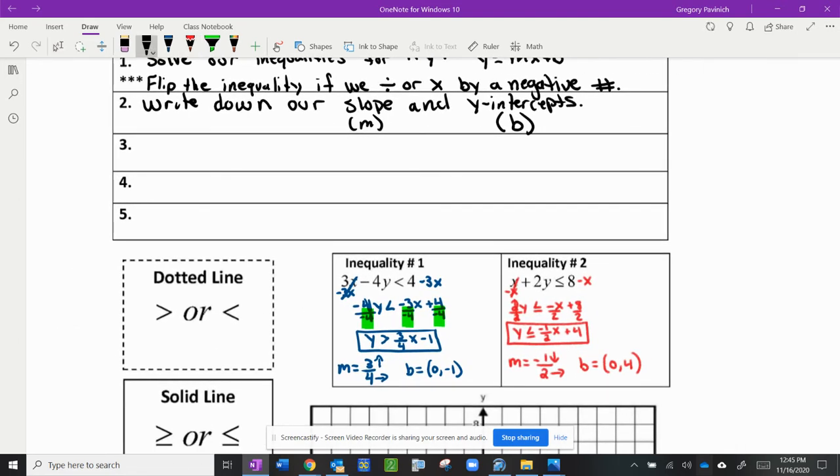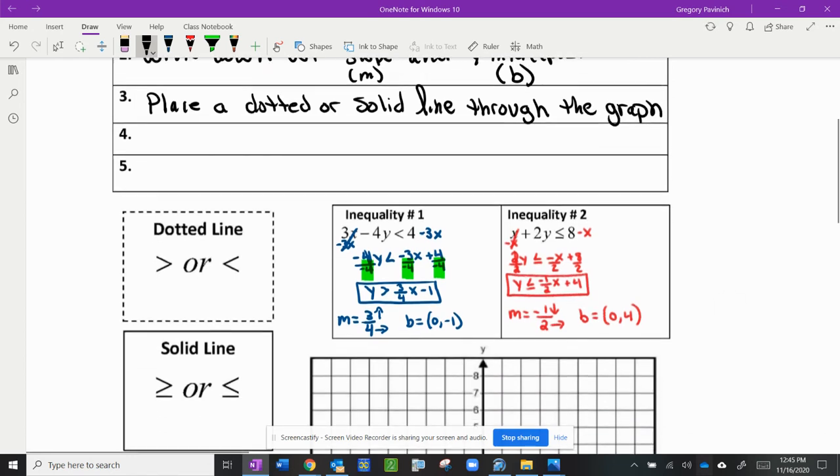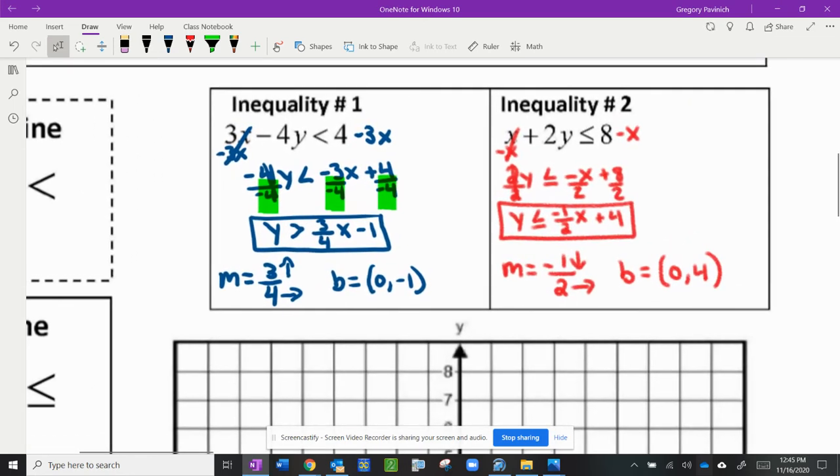Okay, my third step, which is different from an equation, is we are going to place a dotted or solid line through the graph. Let's determine before we graph which is which. So let's look at this first blue equation, equation number 1. And remember, if the inequality doesn't have that solid line underneath it, so it is greater than or less than but not equal to, it's dotted.